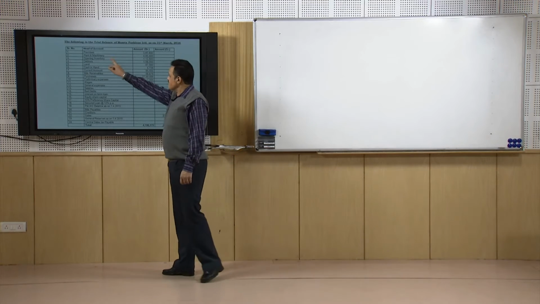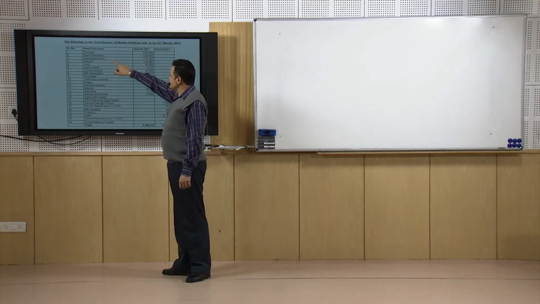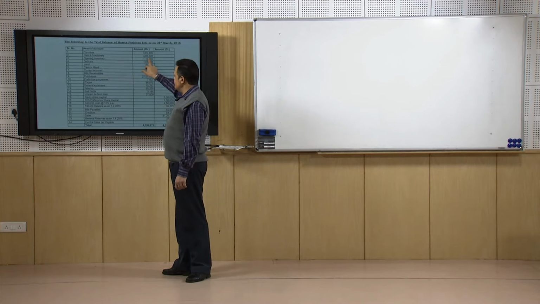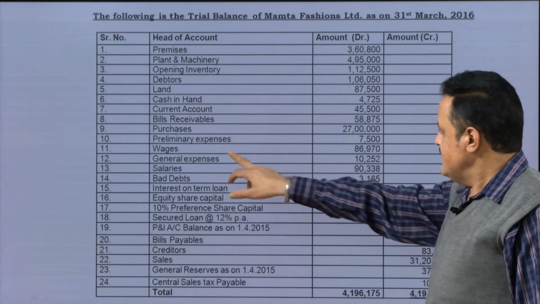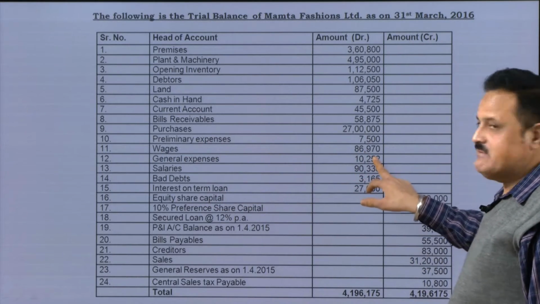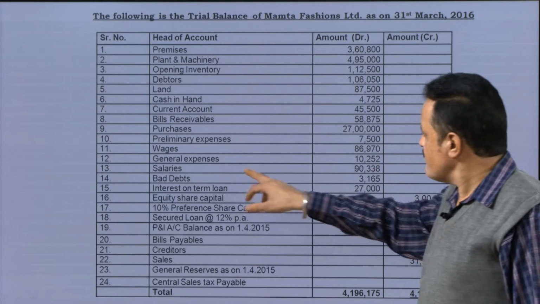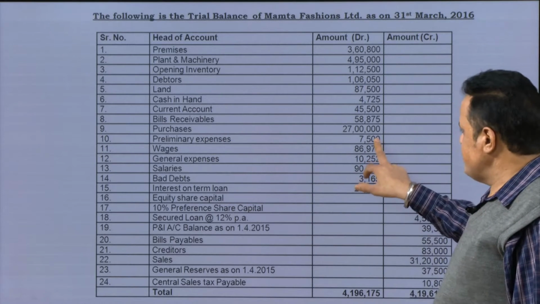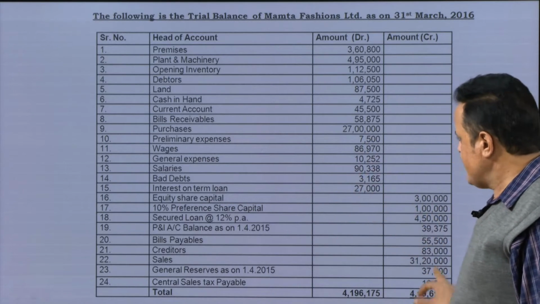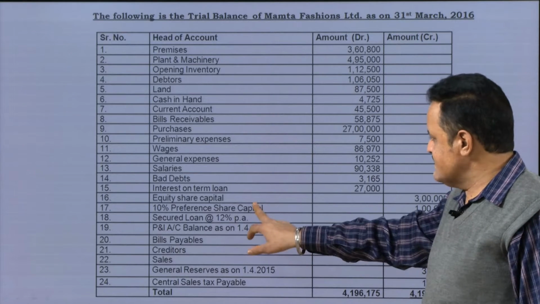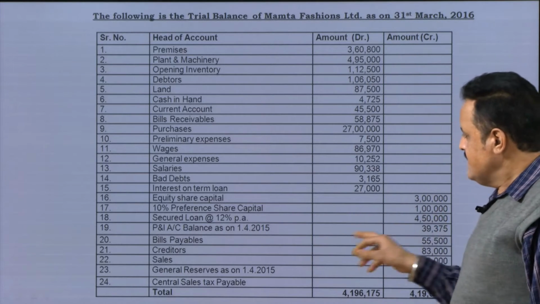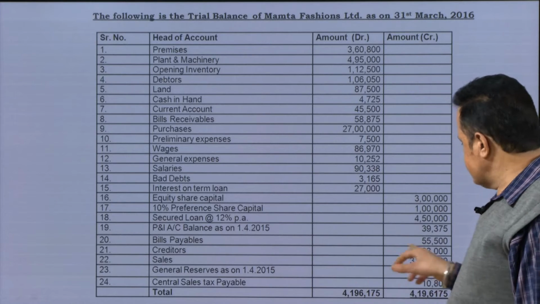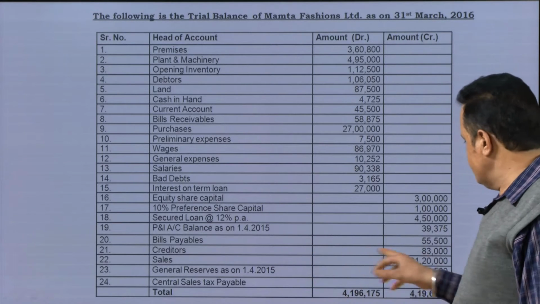You see that premises, an asset, have a debit balance, plant and machinery have a debit balance, and inventory is an asset having a debit balance. Salaries are expenses having a debit balance, general expenses are expenses having a debit balance, and then we have preliminary expenses having a debit balance. Now look at the liabilities. Share capital is a liability, credit balance. Secured loan is a liability, credit balance. Bills payable is a liability, credit balance. Creditor is a liability, credit balance.